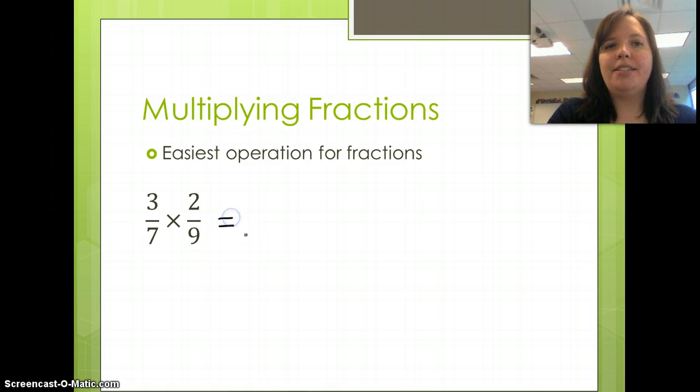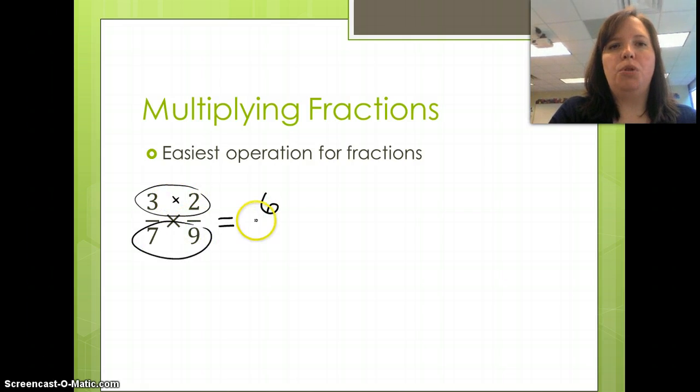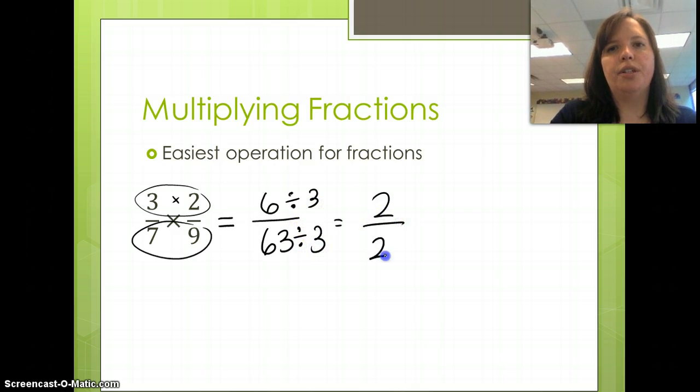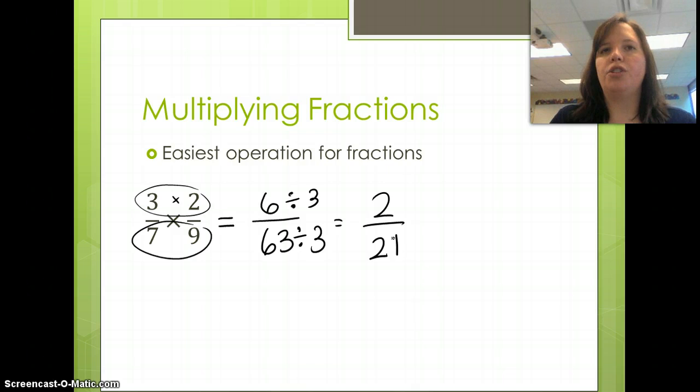If I did it last, first step is multiply the numerators. Second step is multiply the denominators. And then last step is simplify. So in this case, both of those are divisible by 3. So 2 over 21 is our final answer. Two positive numbers, multiply, simplify, there's your answer.